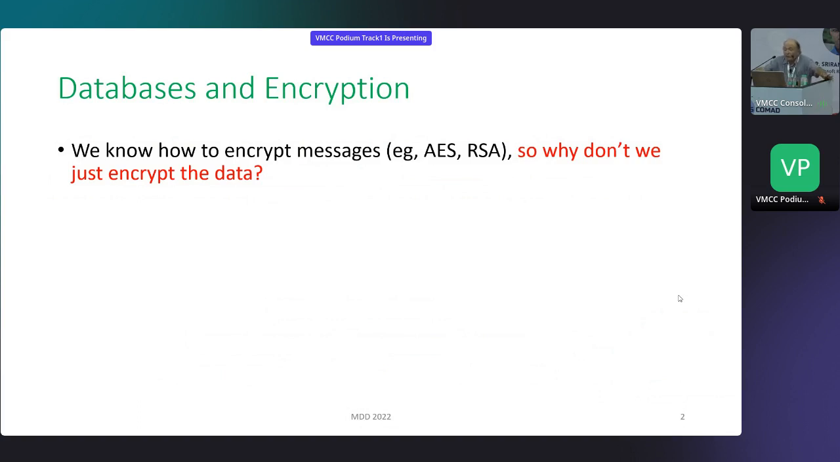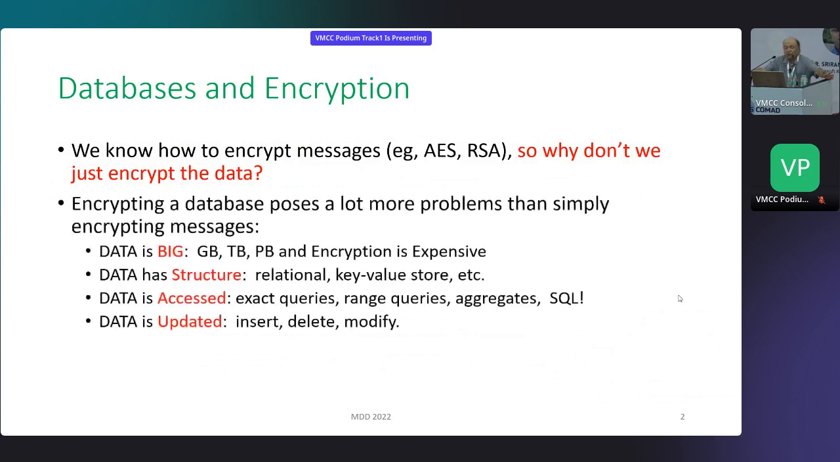So we know how to encrypt data. There are traditional ways that have been done. So we can just encrypt the data. The problem is once I have a large database, are you hearing me still? Okay. Once I have a large database, a database is not just a string that needs to be encrypted. It actually has multiple things about it, yeah? It's very big. I've talked about this. It has structure. It is not just a string. If you have a relational database, it has attributes, it has fields, etc. Even if it's a simple key value store, you have a key and a value. So there is structure.